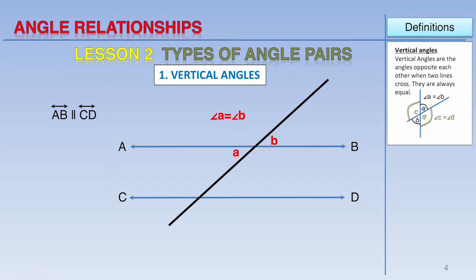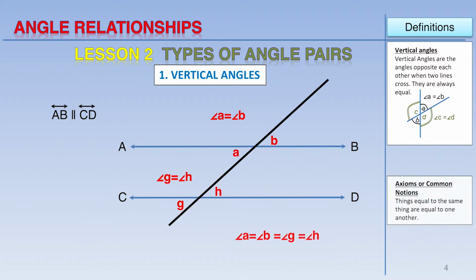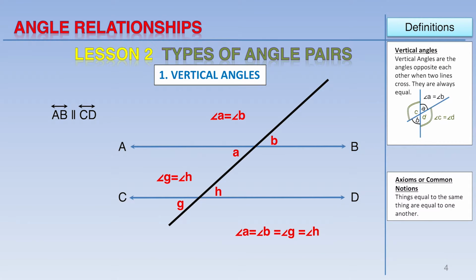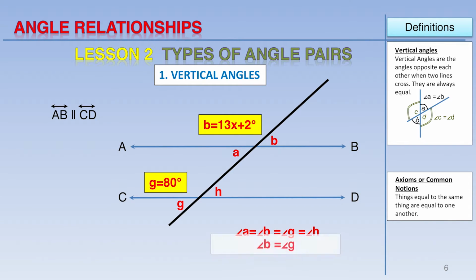Turns out these angles across from each other are vertical angles. They are always equal. And if we look at the red pair, there are two pairs of those, and all of those angles are equal to each other. So if we know what angle B is, we know automatically what angle G, H, etc. are. Let's say that angle B is the expression 13x plus 2 degrees, and that angle G is 80 degrees. We already know that they're equal to each other, so we can express them via an equation, and we can solve that equation.